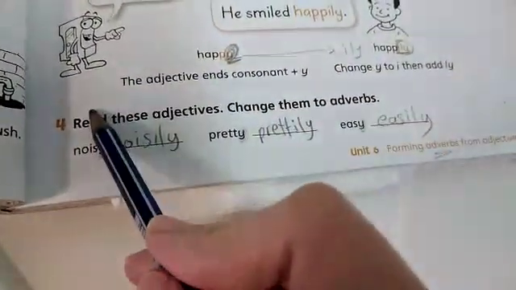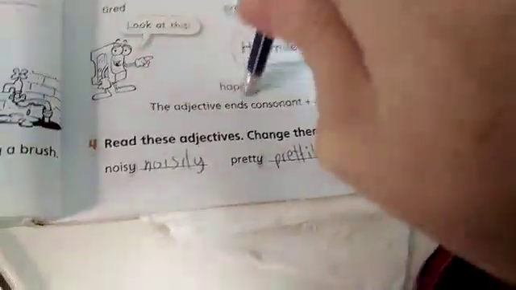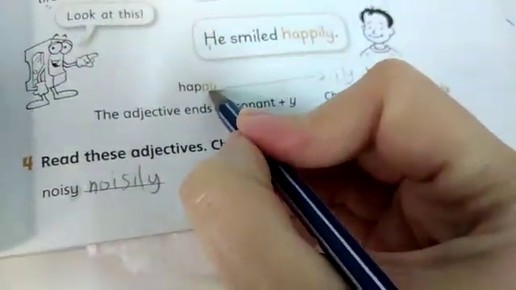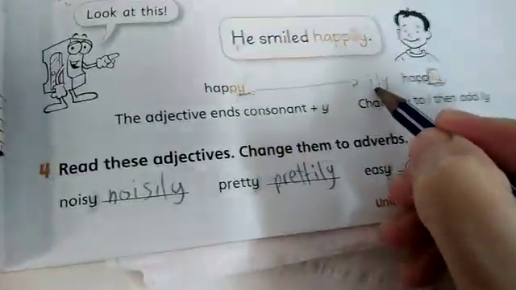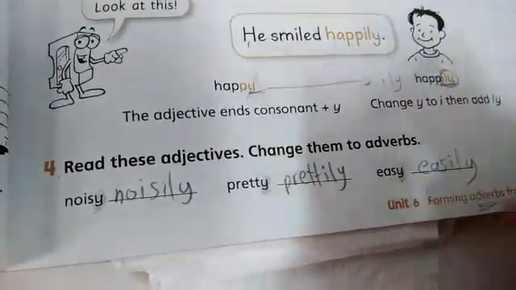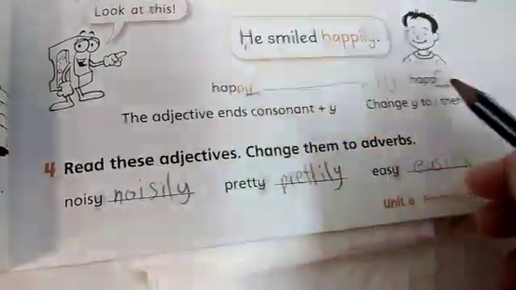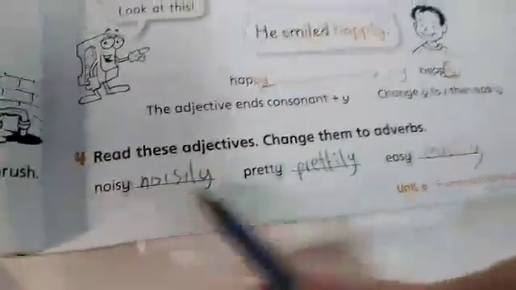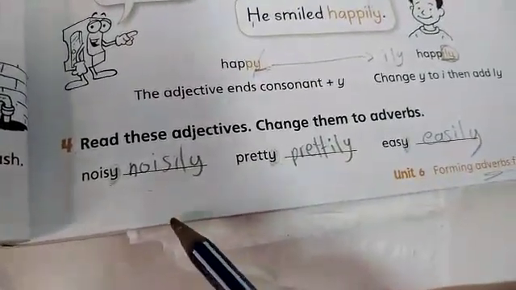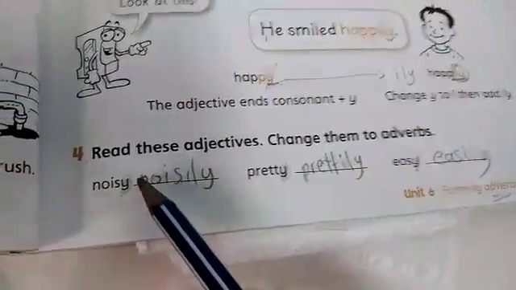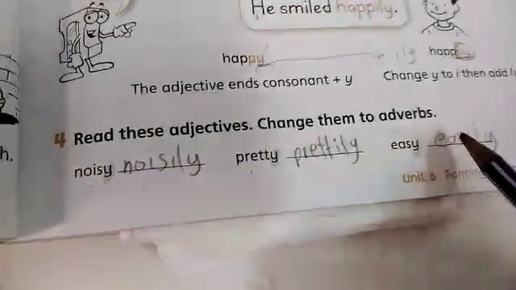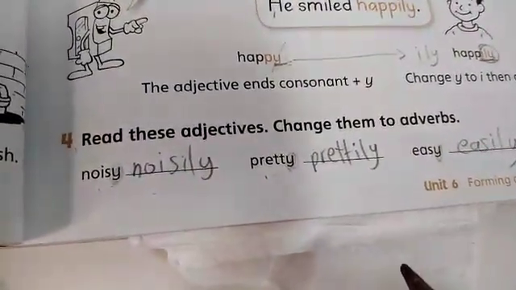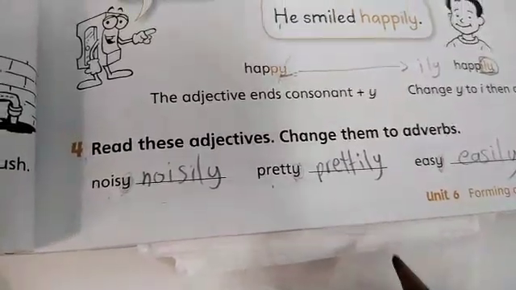Okay. The last exercise is about how to change the adjective which ends with y. We should drop the y, then change it into i, then add the ly. Happy, happily. Let's do these adjectives, please. I will give you 1 minute. Do it. Noisy, pretty, easy. Change them into adverbs.